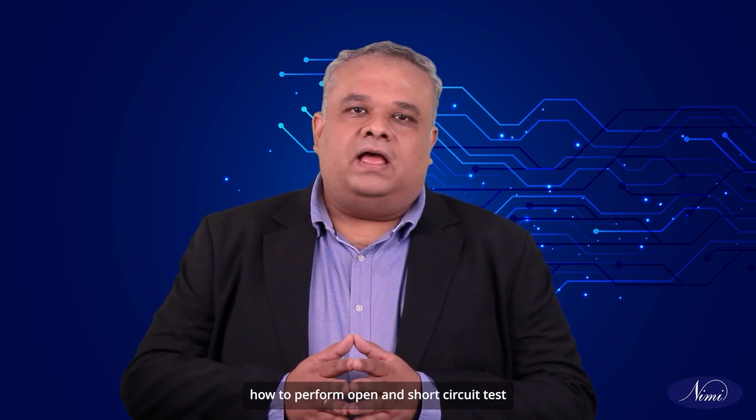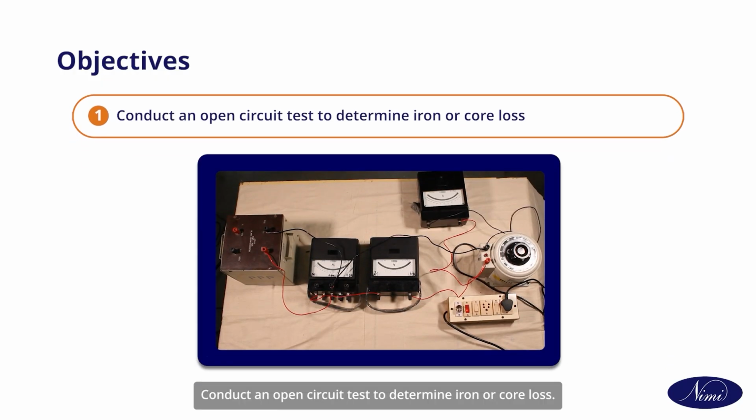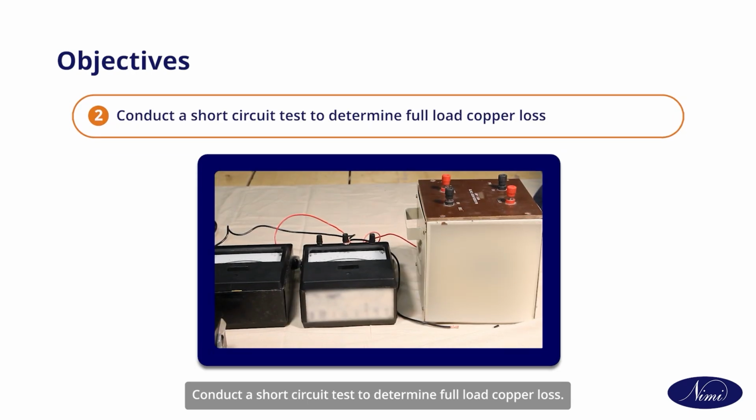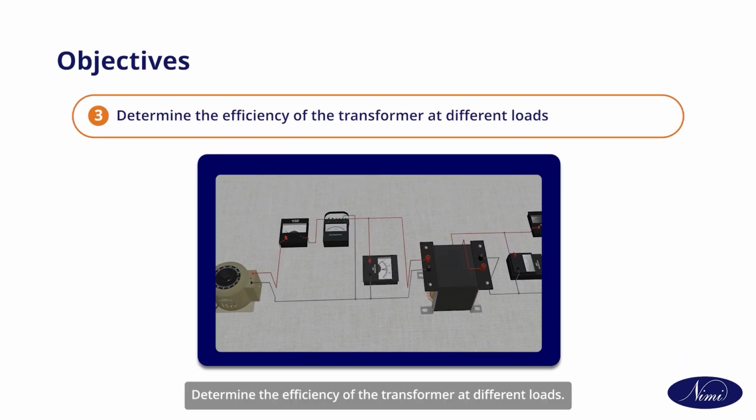Hello friends, welcome to this exercise on how to perform open and short circuit tests to determine the efficiency of a single phase transformer. At the end of this video, you will be able to conduct an open circuit test to determine iron and core loss, conduct a short circuit test to determine full load copper loss, and determine the efficiency of the transformer at different loads.